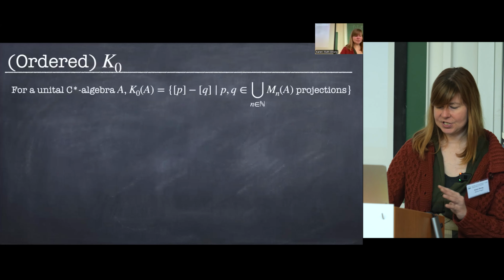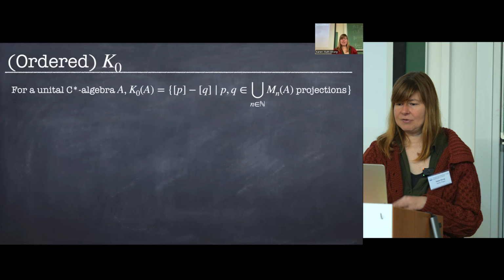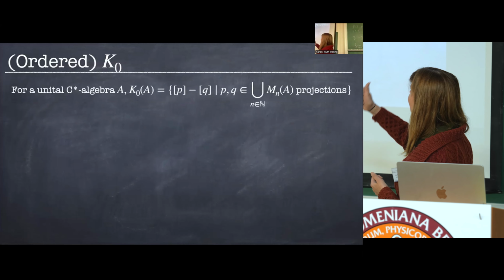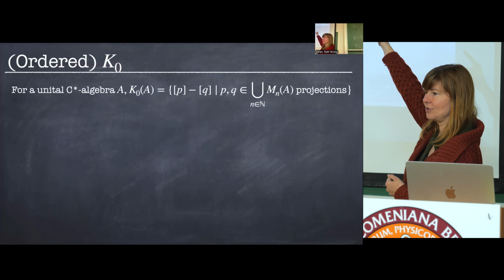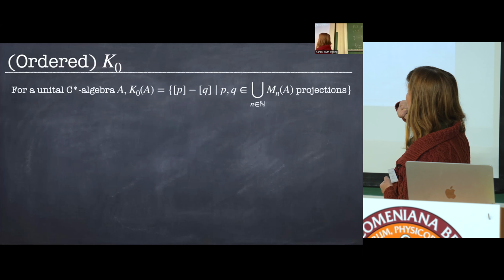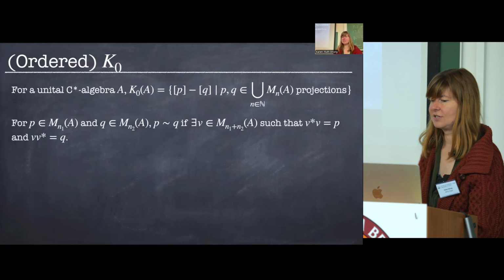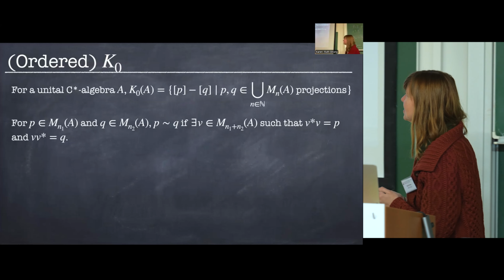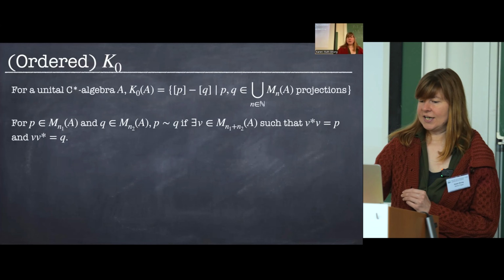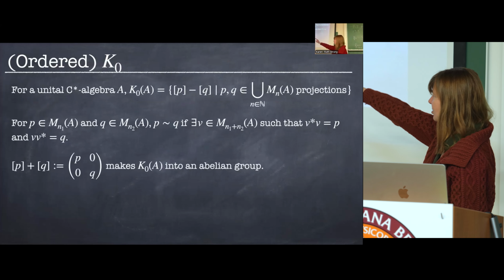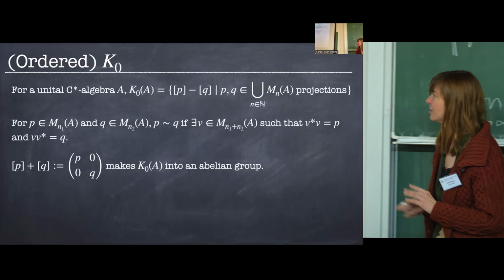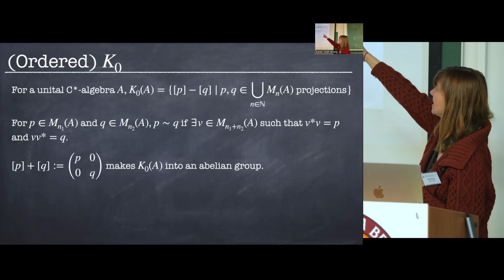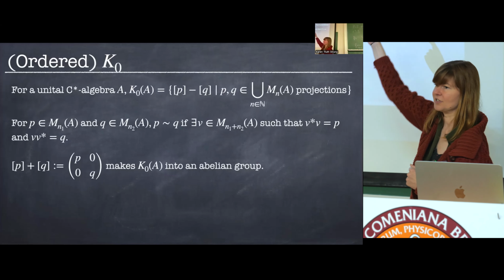So what is this ordered K0? Let me just mention it briefly. If we have a C-star algebra A, then we look at equivalence classes. So you start with projections in all matrix algebras over your C-star algebra. You put an equivalence relation on this called Murray-von Neumann equivalence. This just means that there's some partial isometry that can map between your two matrices. You can equip this with addition by just putting things down the diagonal in some higher size matrix. This makes it into an abelian semigroup, and now we take the Grothendieck completion of these formal differences.